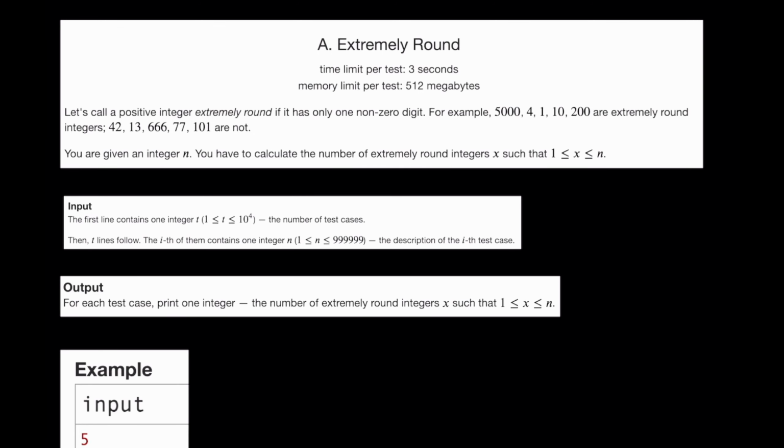Today we are going to discuss the 30th problem in the daily Eliminator CP sheet, 800 rated problems. The problem name is extremely round. Let's start.